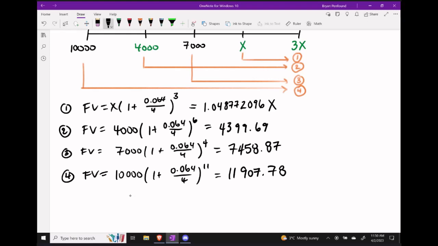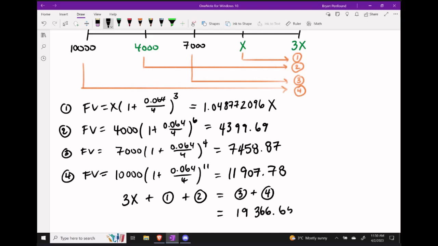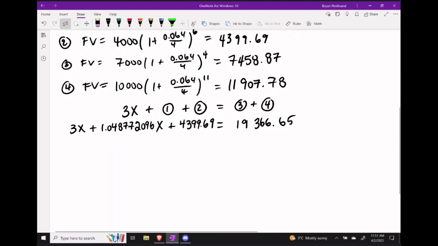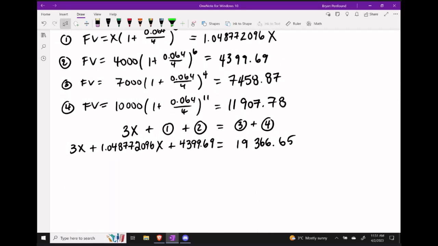So now we're in good shape to compare our two payment streams. Looking at the green payment stream, we need to take the value of 3x, and we need to add to it the two future values we calculated in step 1 and step 2. And for our black payment stream, we need to add together the two future values we calculated in steps 3 and 4. Adding up steps 3 and 4 gives a value of $19,366.65. And I'm just going to fill in the information that we calculated from step 1 and step 2.